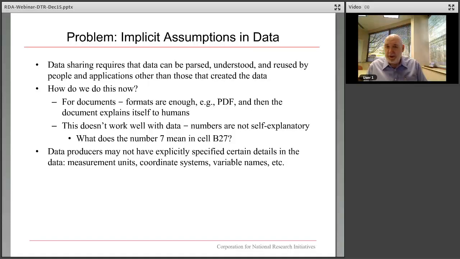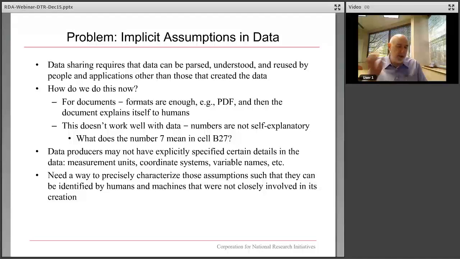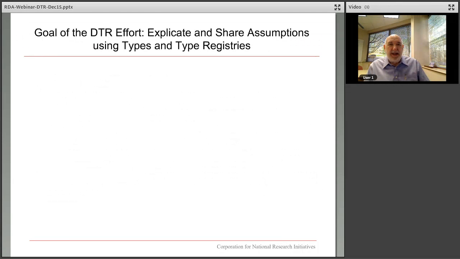So data producers may not, or probably have not, explicitly specified certain details. And that's what we're after. We want a way to precisely characterize those assumptions so they can be identified by humans and machines that are not involved in its creation. So, explicate and share assumptions using data types and data type registries.